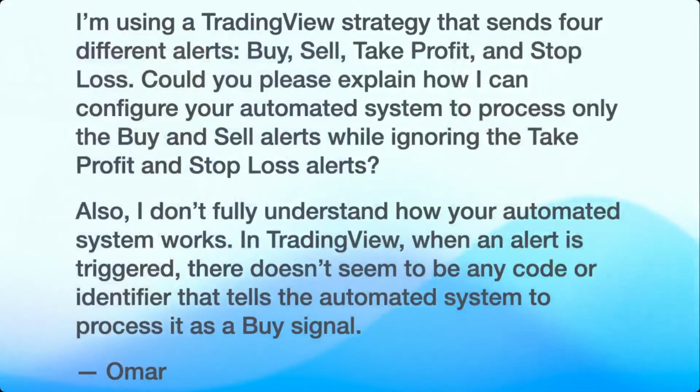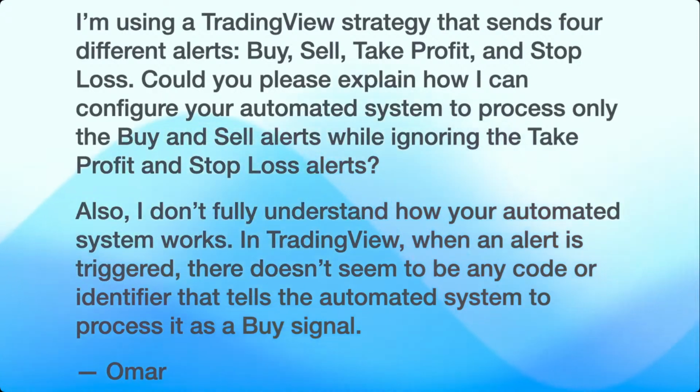Here we got Omar asking, I'm using a TradingView strategy that sends 4 different alerts: buy, sell, take profit, and stop loss. Could you please explain how I can configure your automated system to process only the buy and sell alerts while ignoring the take profit and stop loss alerts? Also, I don't fully understand how your automated system works. In TradingView, when an alert is triggered, there doesn't seem to be any code or identifier that tells the automated system to process it as a buy signal.